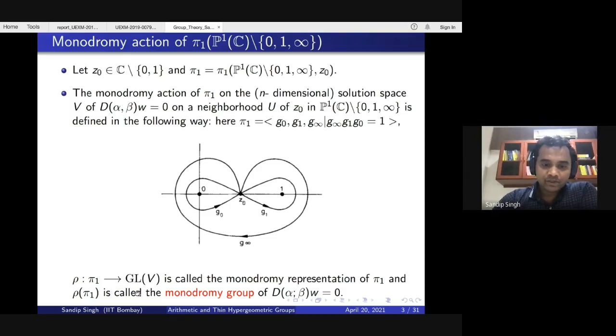The representation I just described is called the monodromy representation of pi1, and rho of pi1, which is of course a subgroup of GL(V), is called the monodromy group of this hypergeometric equation.